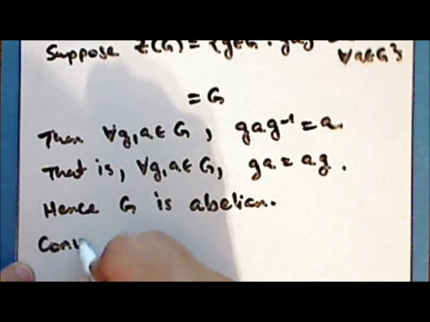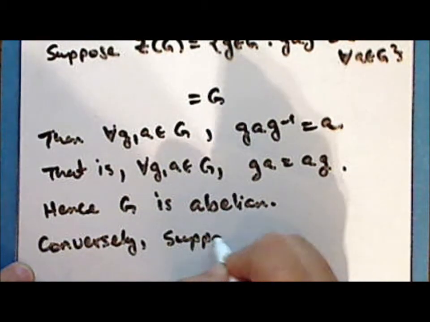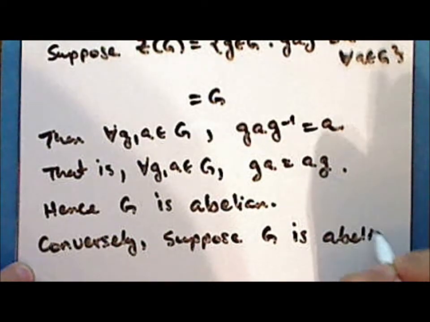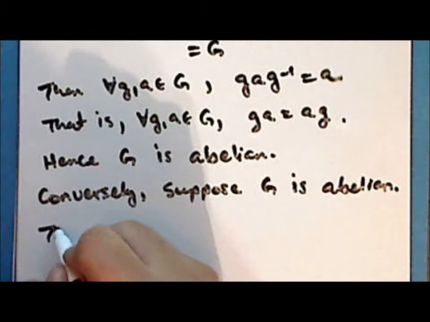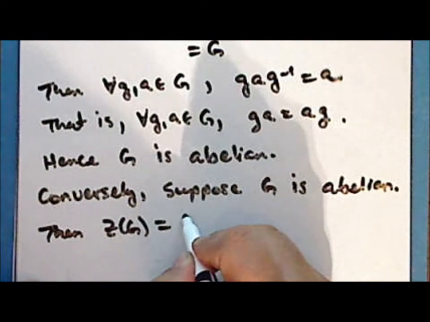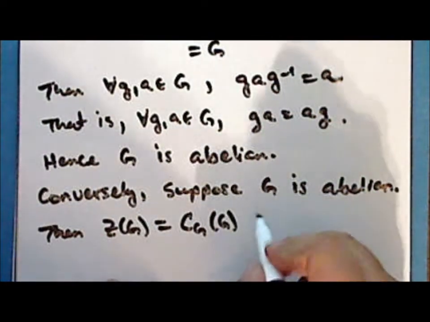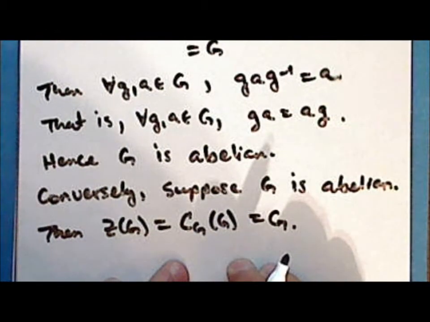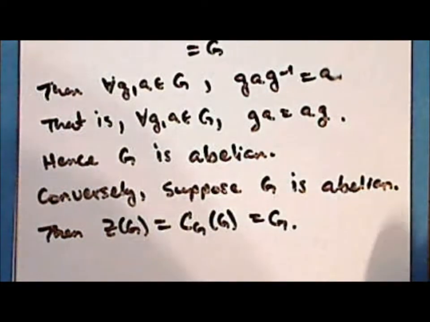Conversely, suppose that the group G is abelian, then the center of G, which is the centralizer of the group in itself, is the entire group G, since for every non-empty subset of an abelian group, the centralizer of that subset is the entire group.